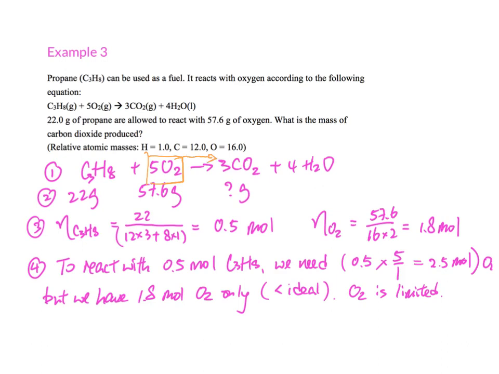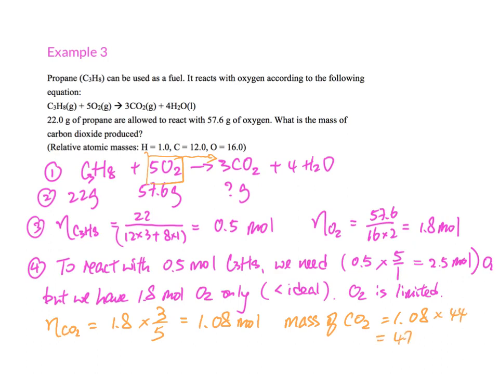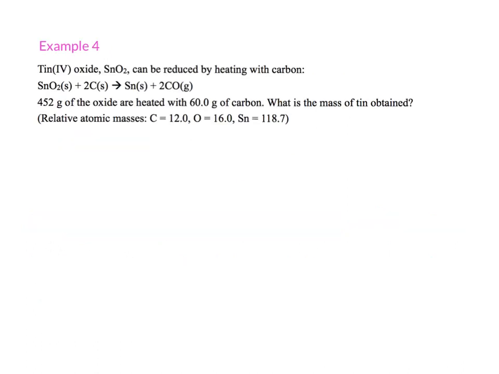Next, the number of moles of CO2 will then be 1.8 divided by 5 times 3, so this one will be 1.08 mole. And then the mass of CO2 will be 1.08 times 44, so the answer for this one is 47.52 gram.